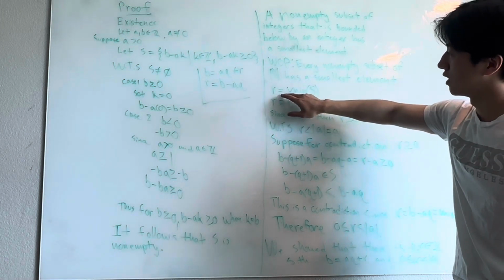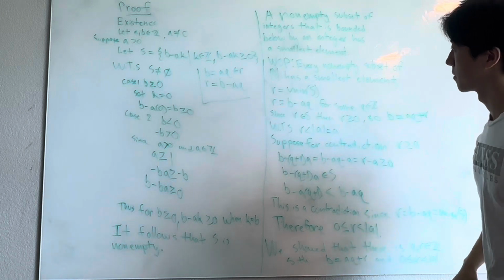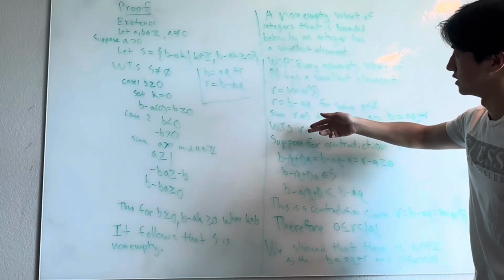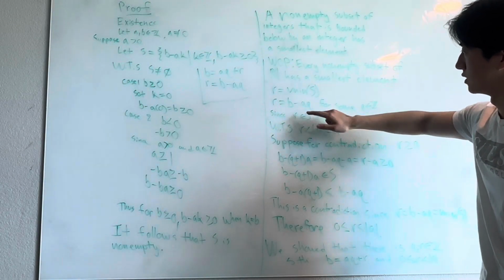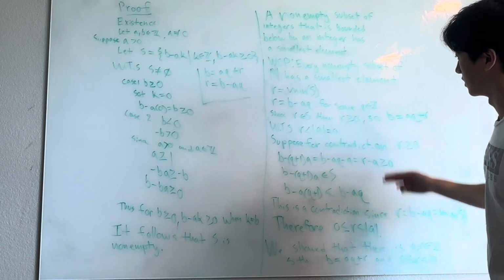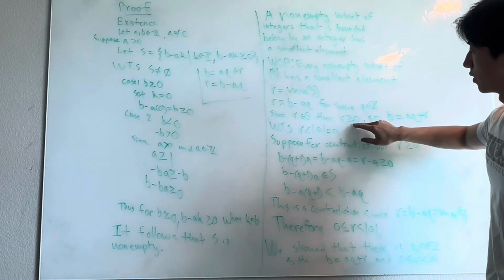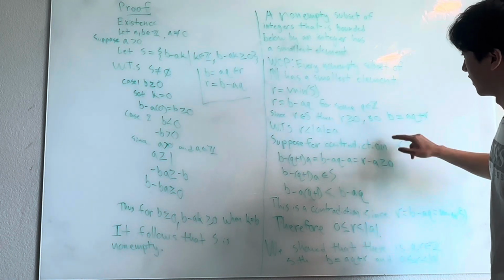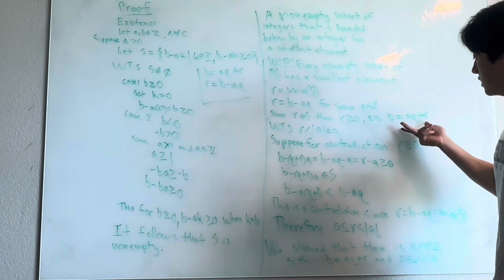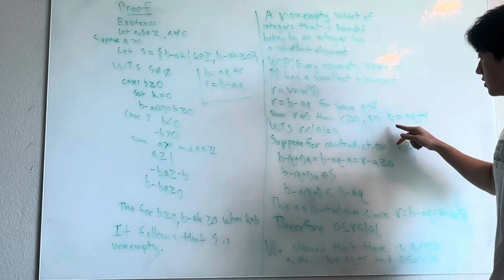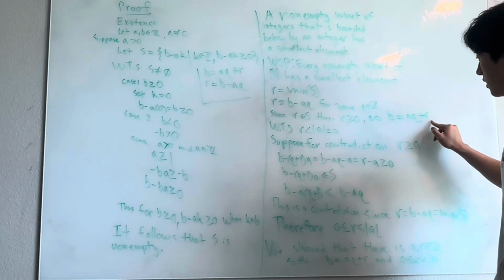So we call r our smallest element, and since r is in S, then r must be equal to b minus aq for some integer q. And we also know that it must be greater than or equal to 0. And then we can rewrite it to fit our form in the division algorithm. So b is equal to aq plus r.